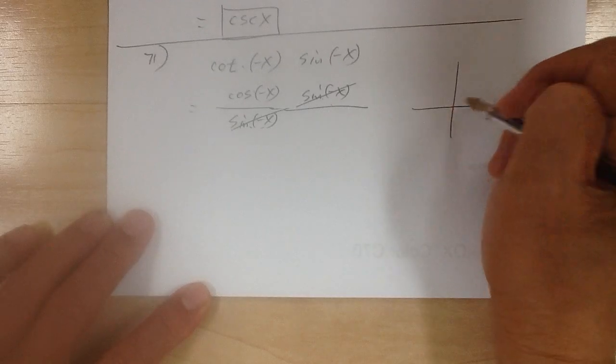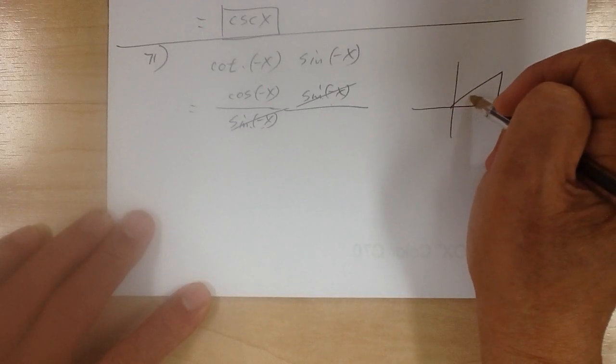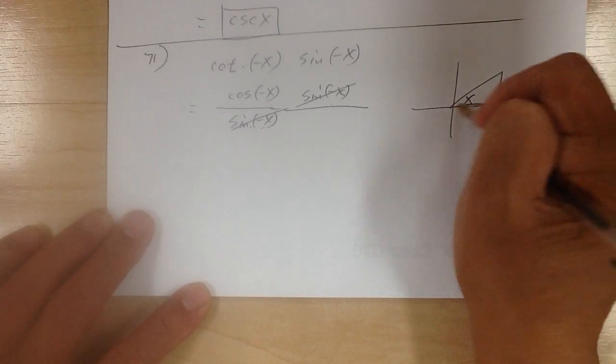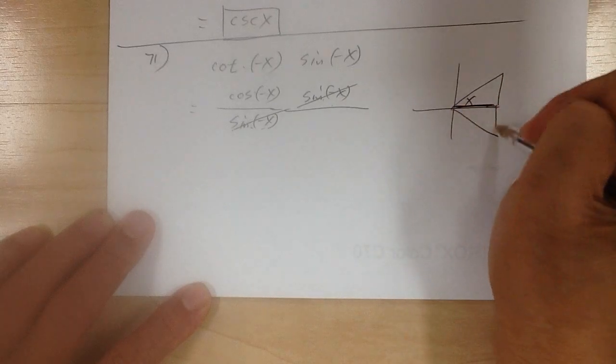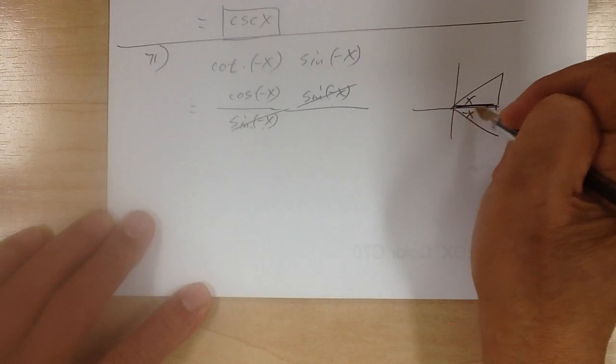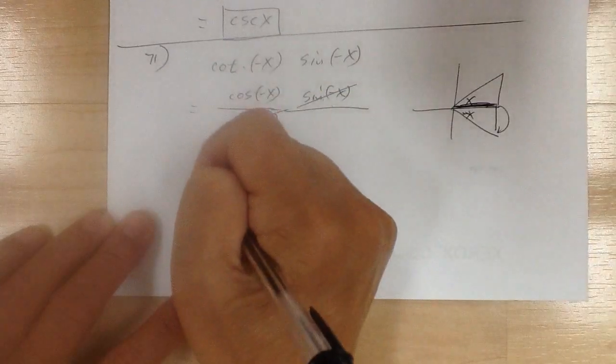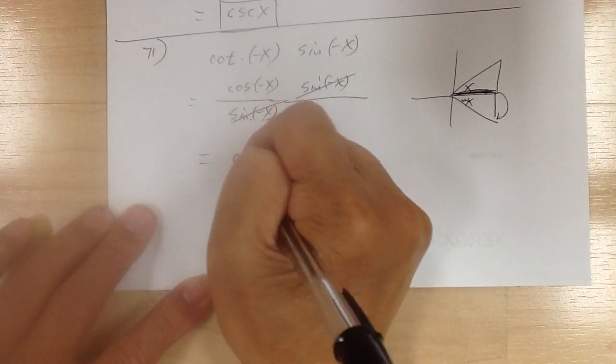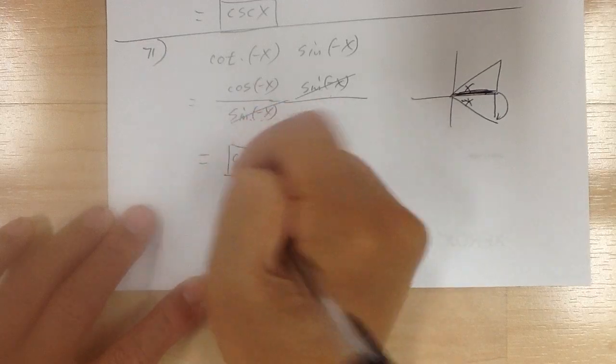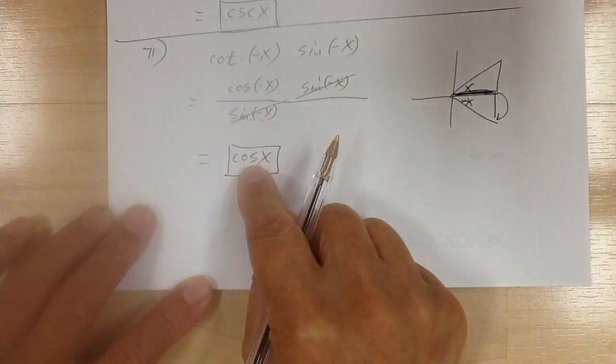Because if you look at the angle, here's your x, right? So cosine of x is over here. And then if you go negative x over here, if you go this way, then horizontally it's the same. So they are equal. So cosine of negative x equals cosine of x.